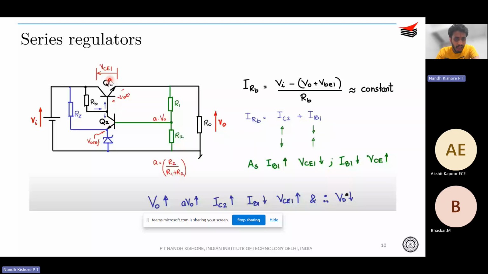So if your IB1 decreases, your drop across this transistor is going to increase. Correct? The transistor becomes more and more lossy. Drop across this transistor increases, therefore your V naught decreases. So this is your negative feedback.